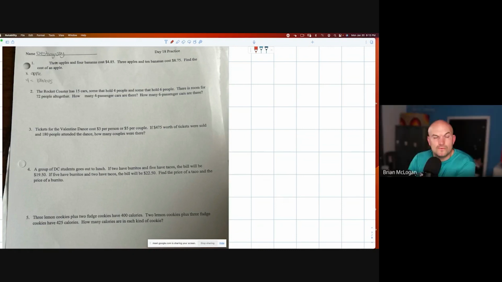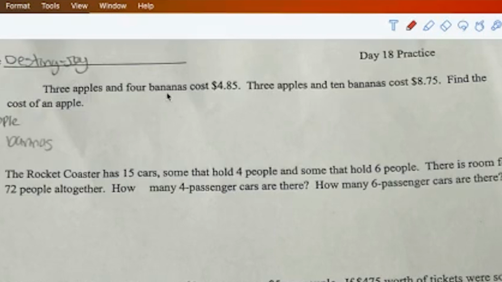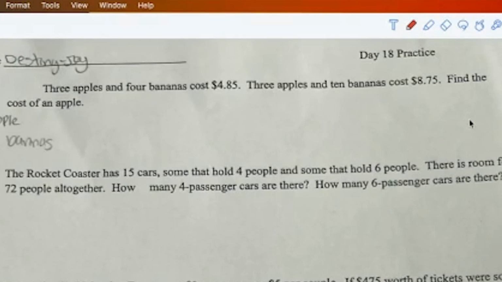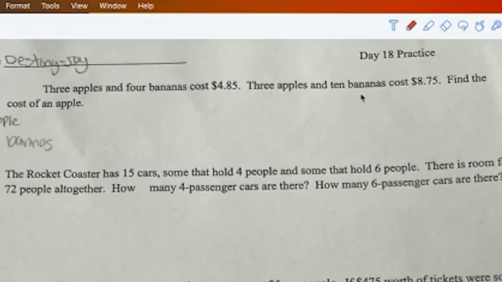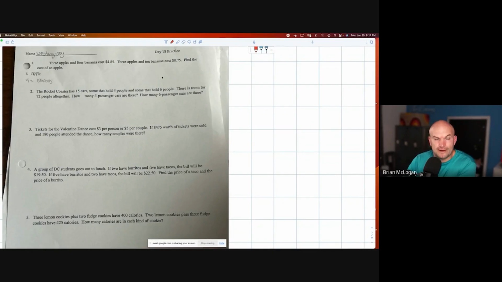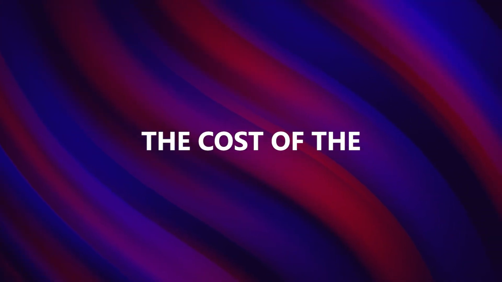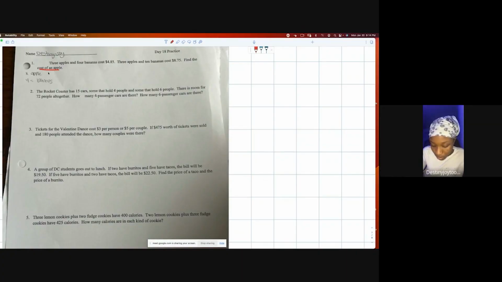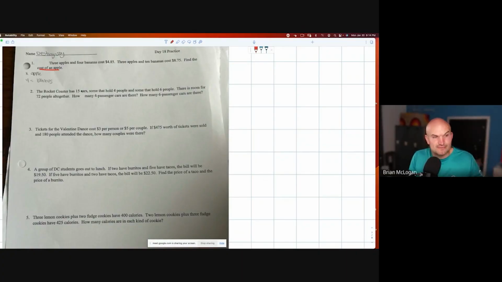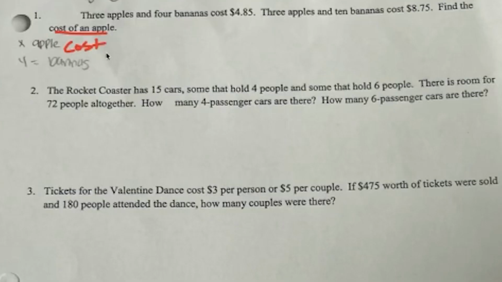It says 3 apples and 4 bananas cost a certain amount, and 3 apples and 10 bananas cost $8.75. Find the cost of an apple. So again, what are we looking for? We're looking for the cost of the apple, right? Sometimes these can be kind of confusing, so I would just write down: apple cost, and bananas equals banana cost. Because that's how we find the cost of an apple.